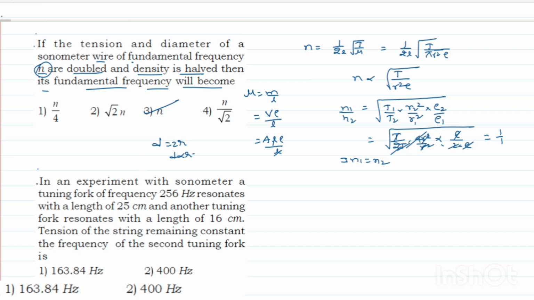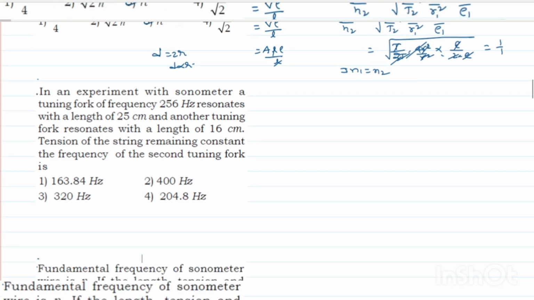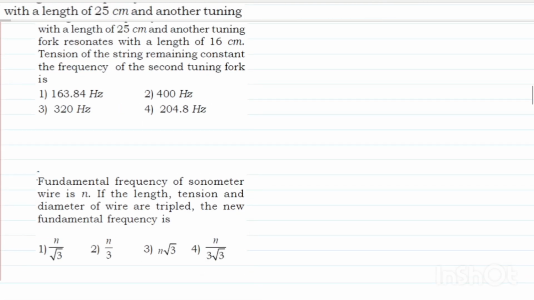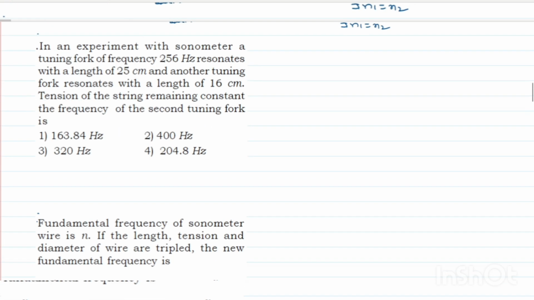Let us see the next question, students. In an experiment with the sonometer, a tuning fork of frequency 256 Hz resonates with a length of 25 cm, and another tuning fork resonates with a length of 16 cm. The tension of the string remains constant. They are asking for the frequency of the second tuning fork.